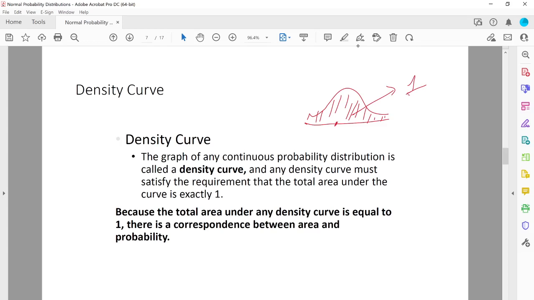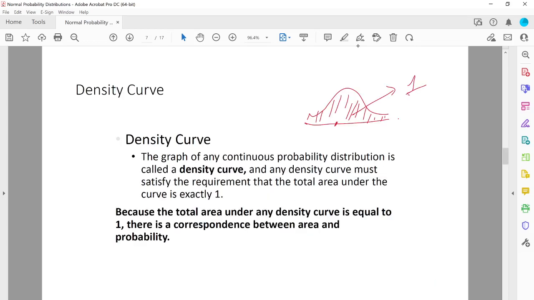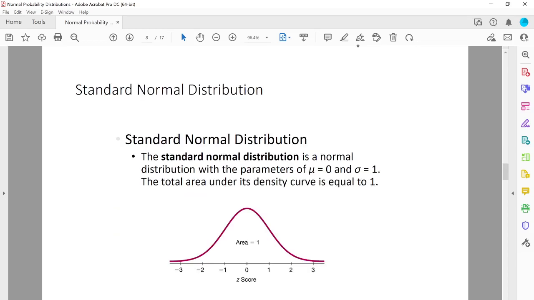The graph of any continuous probability distribution is called a density curve. This is a density curve. Even if you go back to the uniform distribution, this is also a density curve. It must satisfy the requirement that the total area under the curve is exactly 1. Because the total area under any density curve is equal to 1, there is a correspondence between area and probability. So we can always interchange between area and probability. How do you do that? How do you find it? That's what we're going to discuss further.